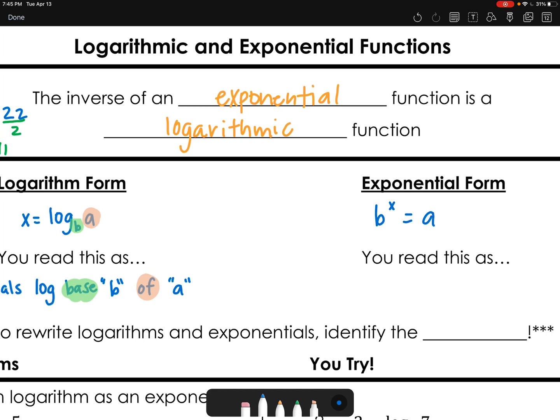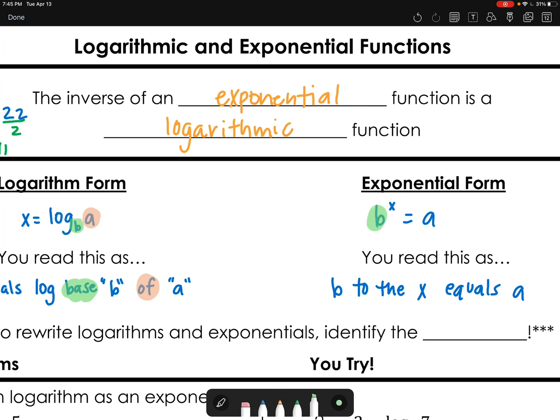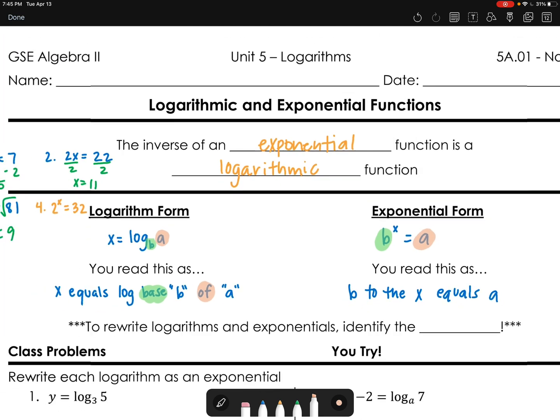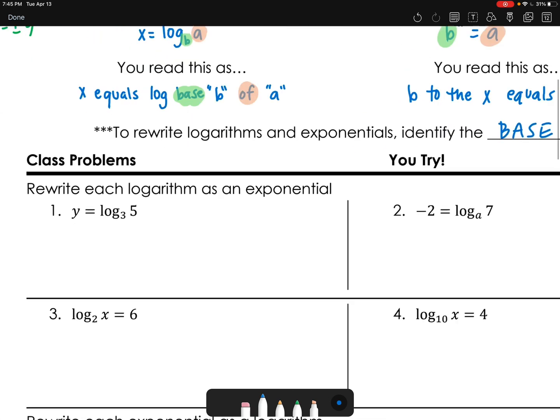And so you see the same letters in both of these problems. You see the base in a different spot. So how you say this is b to the x equals a. And here you see that your base is in a new spot and your of is in a new spot. So when you are rewriting logs and exponentials, you're first going to want to find the base. And then the rest is quite simple from there. So let's do a few problems together.